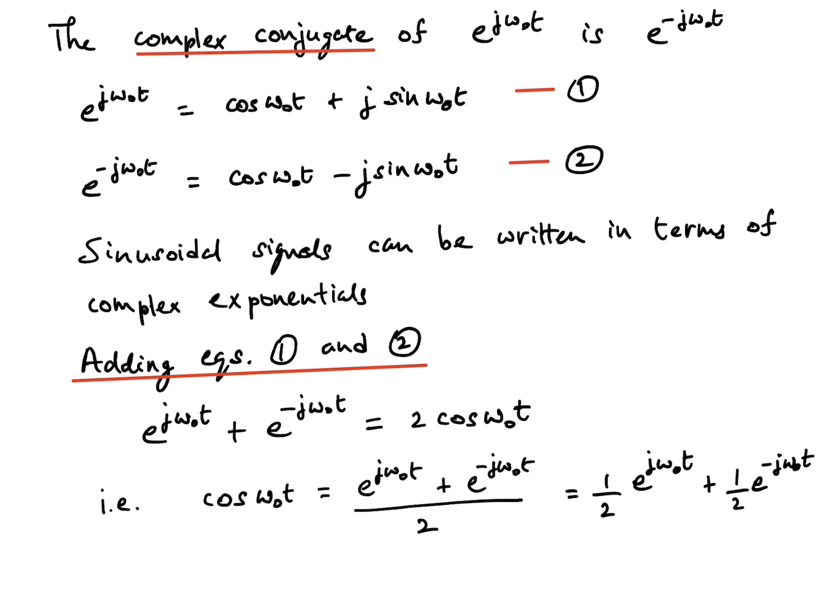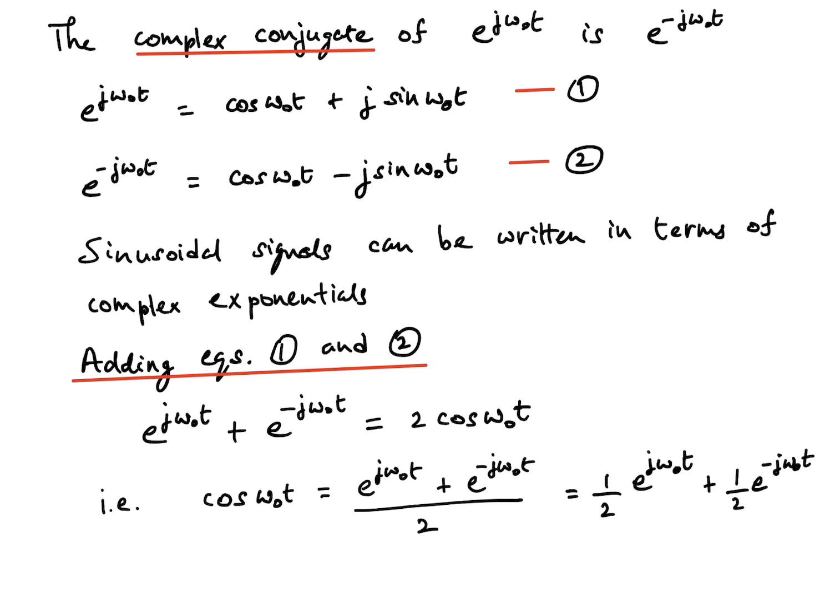And in the polar form, we just change the sign of the power from plus j omega naught t to minus j omega naught t. So we have this equation 1, which is denoting the e power j omega naught t that we have seen, and the complex conjugate of that is e power minus j omega naught t, which is cosine omega naught t minus j sine omega naught t.